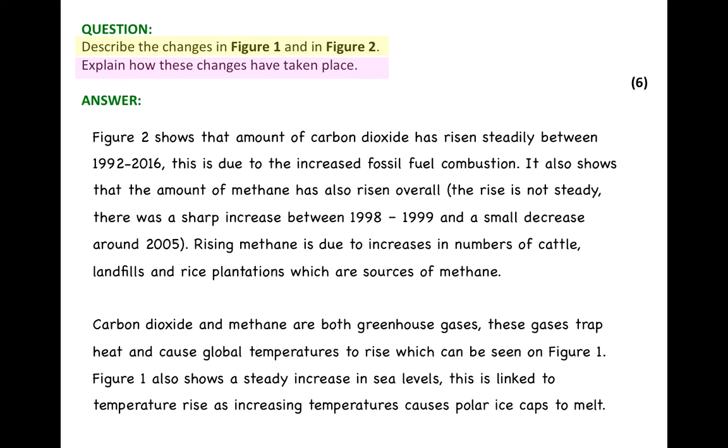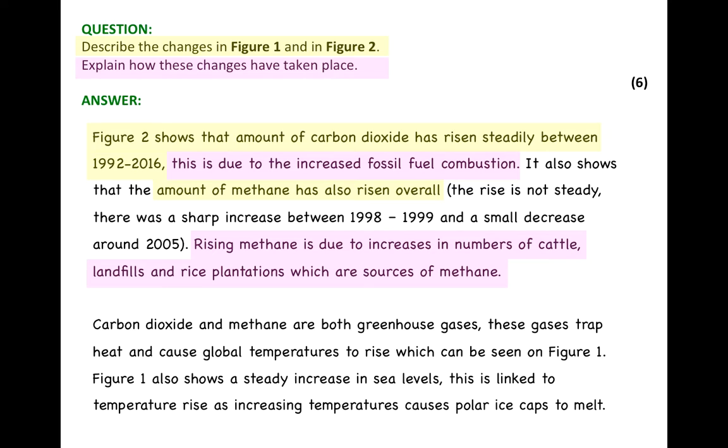So I'm going to highlight different sections of my answers. Those parts highlighted in yellow are descriptions, and those parts highlighted in pink are explanations. So I start with a description of Figure 2 graph. And I've not just explained the trend or what the line showed, but I've also included some figures, just to make it clear what I'm looking at. I've then gone on to explain why that has happened. Then I've done the same for methane, and then I've explained why. So I've described and explained.